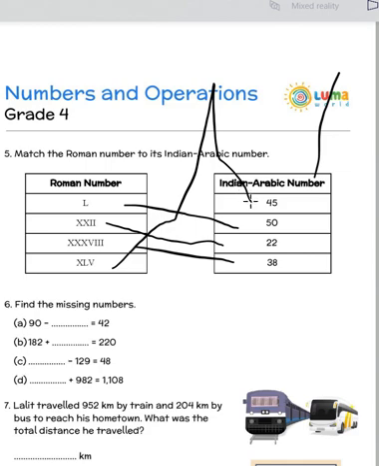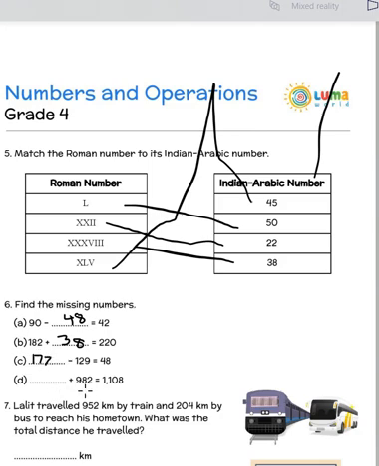That's nice. So find the missing numbers is the next one. So what do we have? 90 minus what gives you 42? 90 minus 48 gives you 42. 182 plus what gives you 220? 182 plus 38 gives you 220. Something minus 129 gives you 48, and that is 129 plus 48, and that is 177.